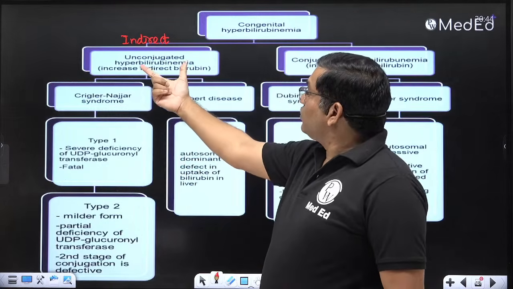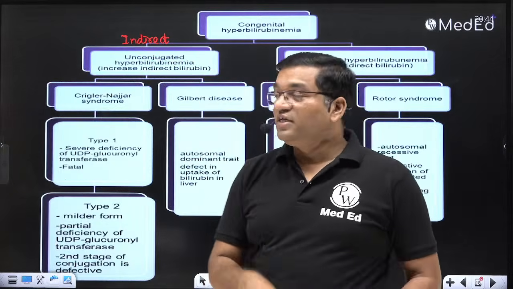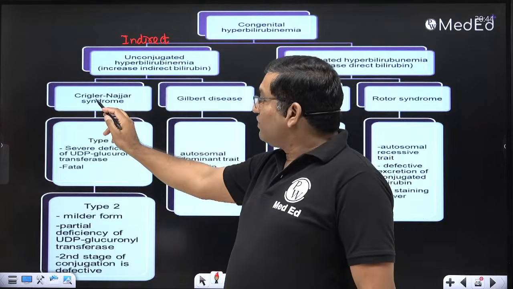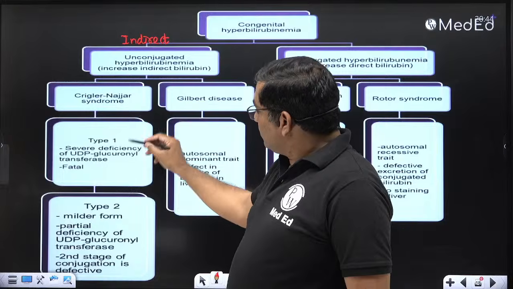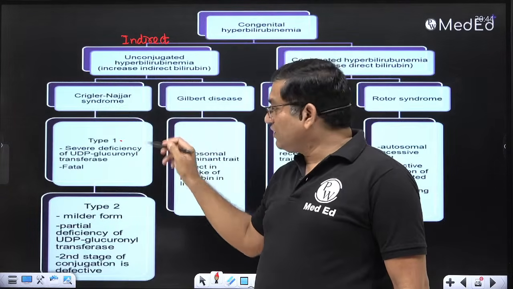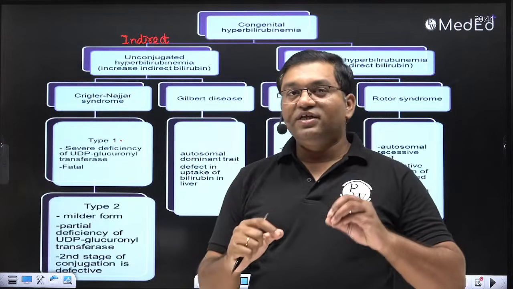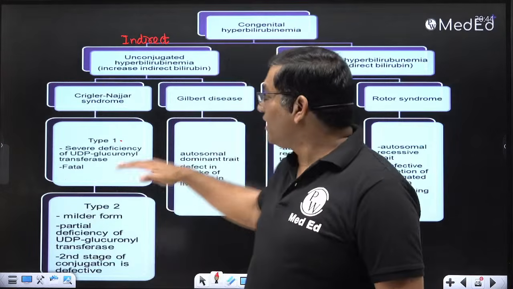So in unconjugated hyperbilirubinemia, increase in the indirect bilirubin, there are two causes. This can be asked as an MCQ. One is Crigler-Najjar and one is Gilbert. So Crigler-Najjar type 1, type 2 and Gilbert. These are the two conditions in which indirect bilirubin increases, meaning the Van den Bergh reaction is indirect positive.